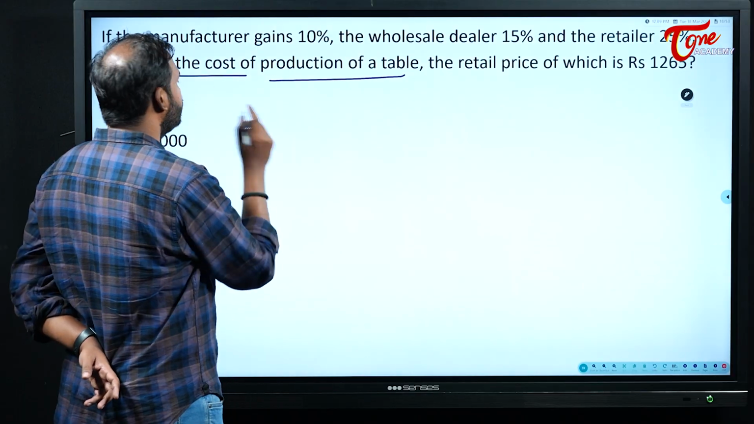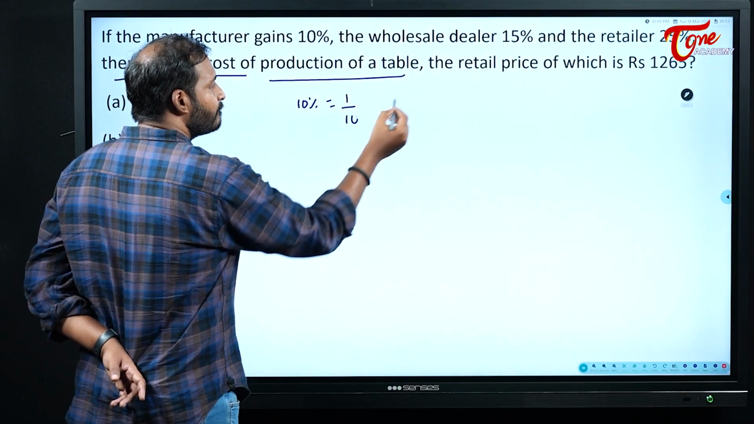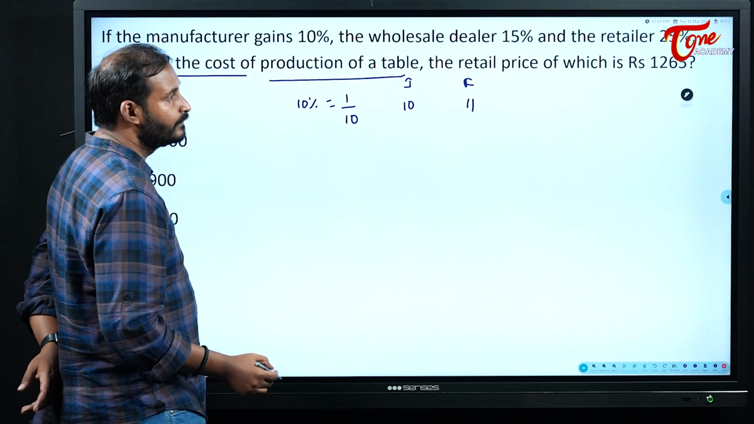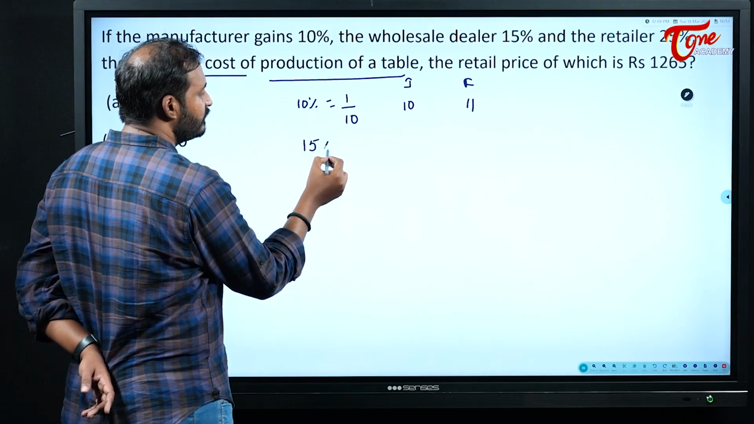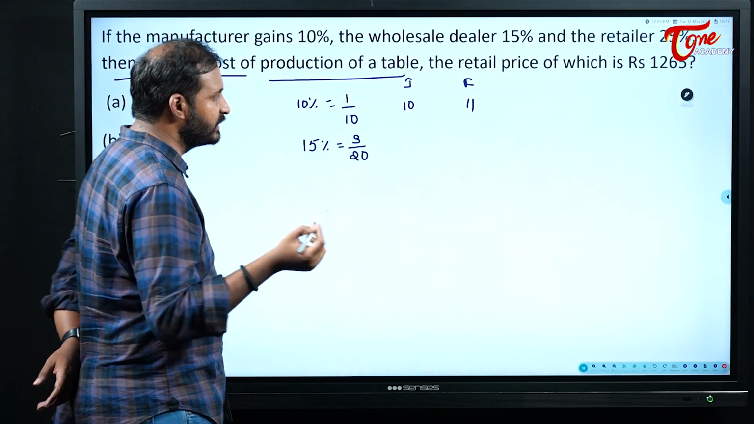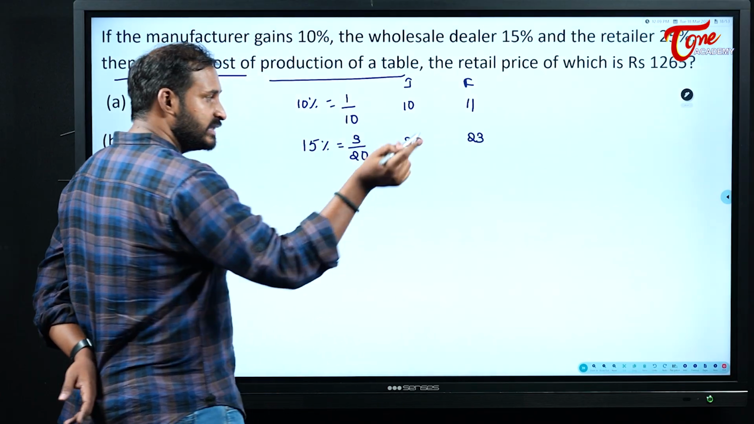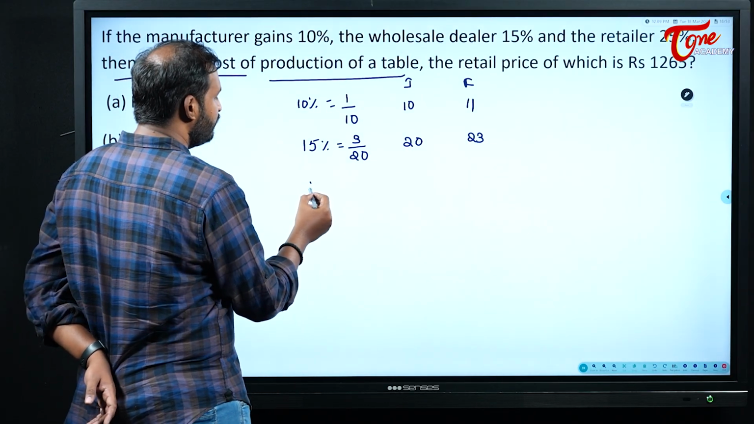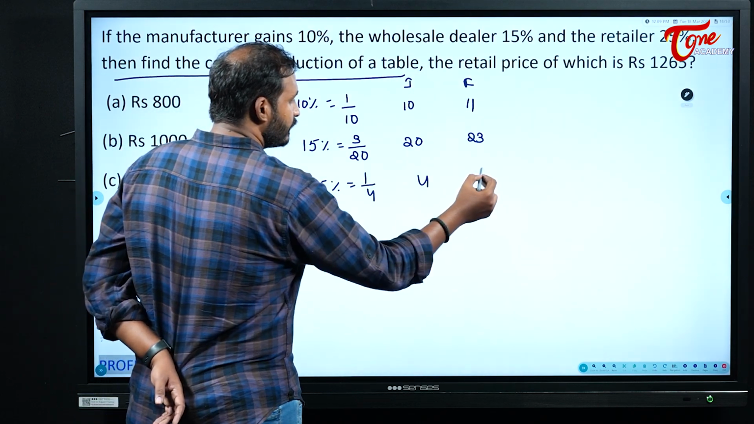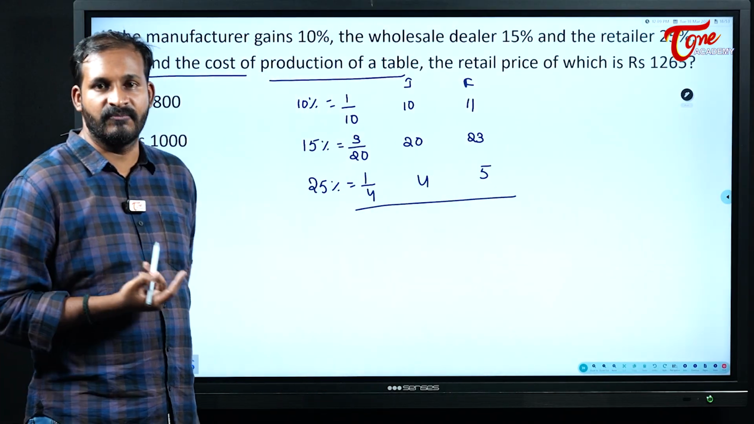Everyone is getting a gain, right? 10%, 15% and 25%. So 10% means what will we write? 1 by 10. So initial is 10, final is 11. Next, 15% means 3 by 20, we all know. If you don't know, please go through the percentage videos. So 20 and 23. Next, 25% means 1 by 4, so 4 and 5. Because everyone is increasing the price, everyone is getting a margin of profit here.